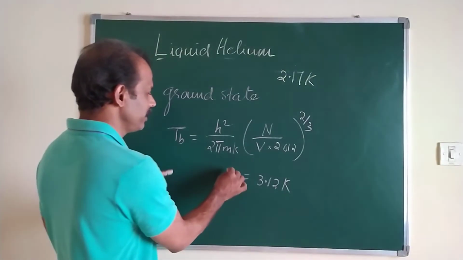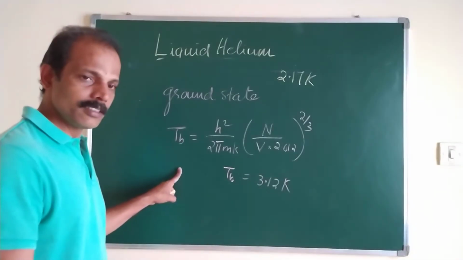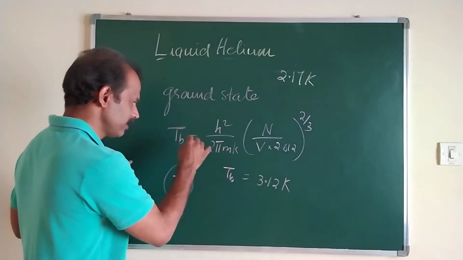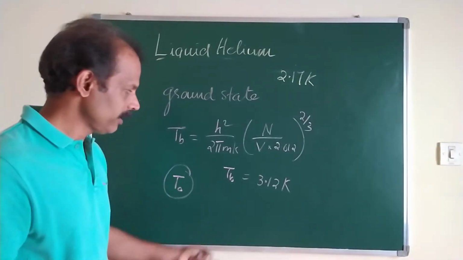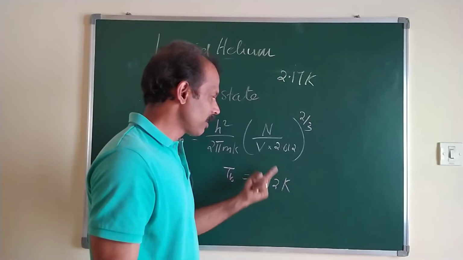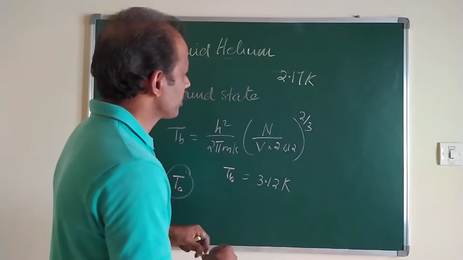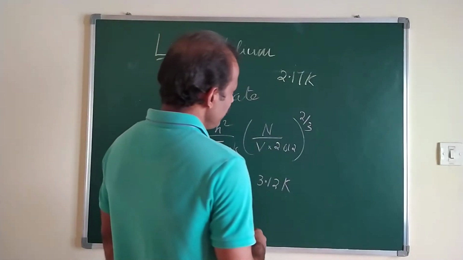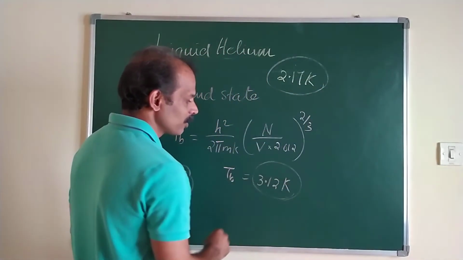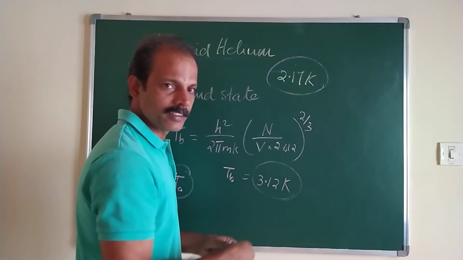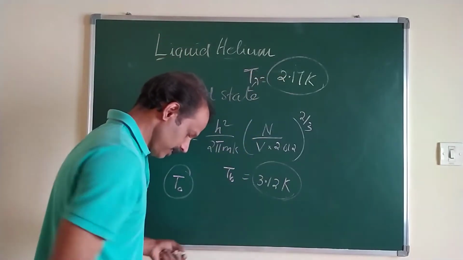3.12 Kelvin, that is T_B or T0. Remember, T0 is the same as the Bose temperature or condensation temperature, which is equal to 3.12 Kelvin. We are substituting the value of V, and N is the total number, 1 mole of substance. So this 2.17 Kelvin and 3.12 Kelvin are very close to each other, right? This is our T lambda.